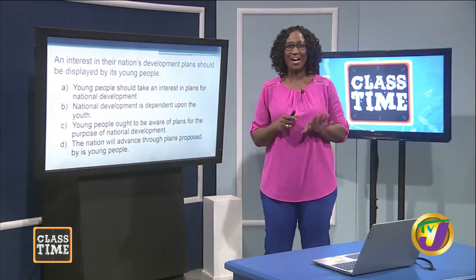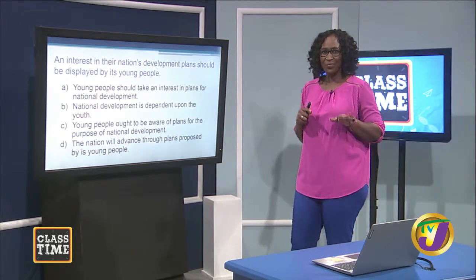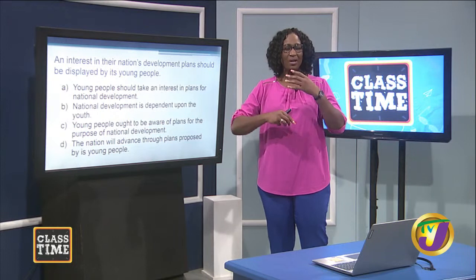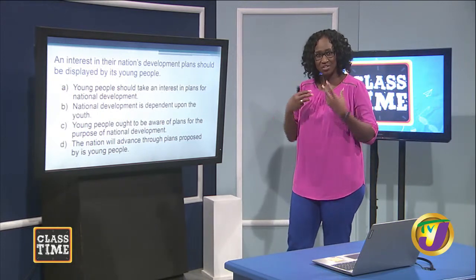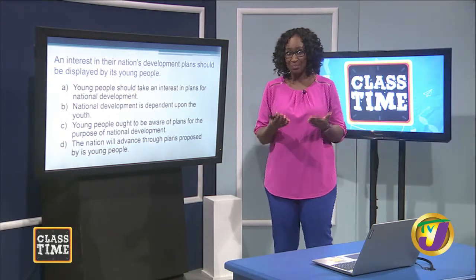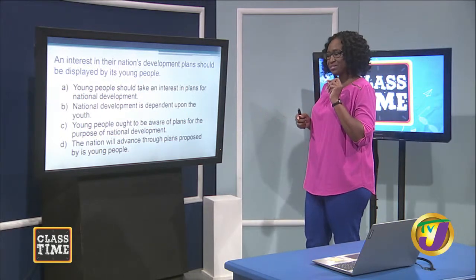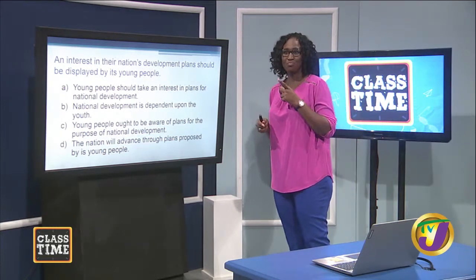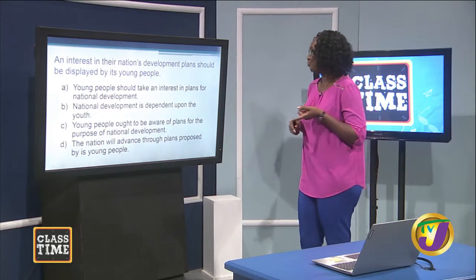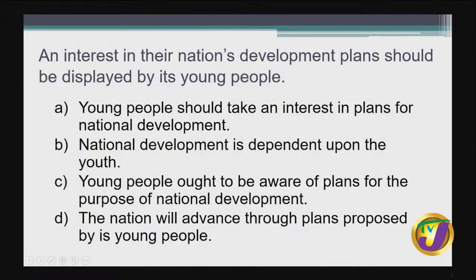Hello. So we are back and we're concluding our look at equivalent sentences. So remember, you get the original sentence. You need to identify what it's saying, capture the meaning, and then see which of the 4 options you're given conveys that same meaning. All right, so here is the one we're looking at now. An interest in their nation's development plans should be displayed by its young people. You have 4 options here. Now note carefully. You're thinking of an interest in national development that should be displayed by the young people.